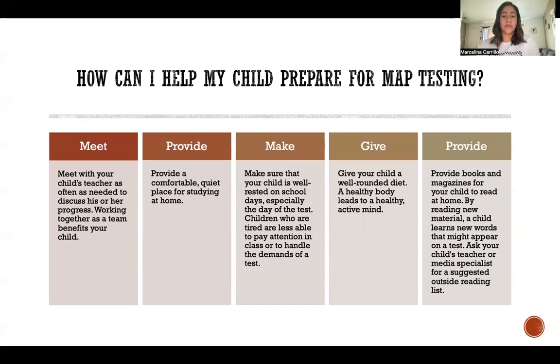Give your child a well-rounded diet. A healthy body leads to a healthy, active mind. Provide books and magazines for your child to read at home. By reading new material, a child learns new words that might appear on the test. Ask your child's teacher or media specialist for a suggested outside reading list.